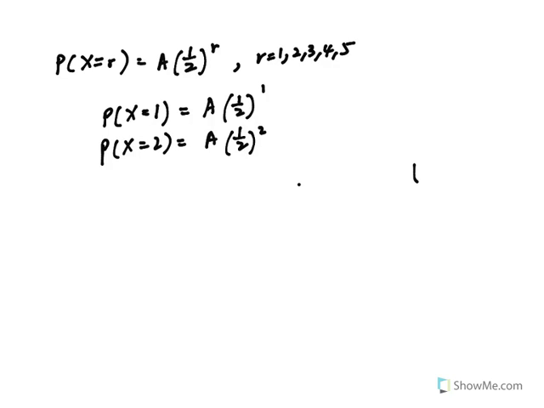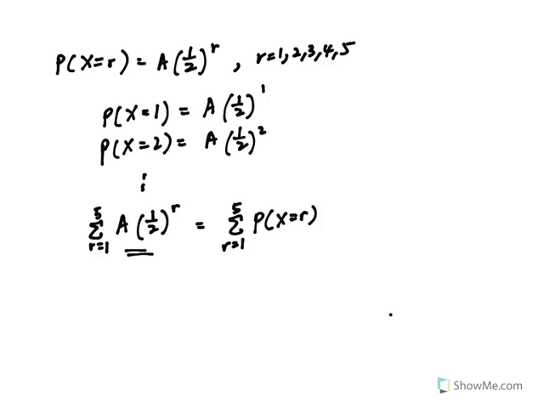Okay, so if you want to find out a, if you think about this, it is the summation from r equals 1 to r equals 5 of a times half to the power of r. Because this is the summation of all the probabilities, correct? And this should give you 1. If I put a outside, I have a times the summation of r equals 1 half power r. This should give me 1.